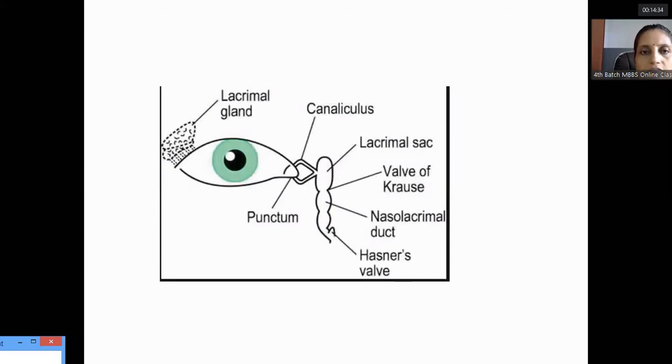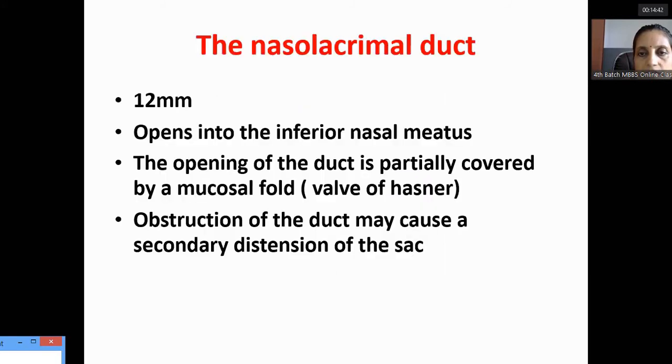So there are many different valves over here. You should remember a few important valves, like the valve of Rosenmuller, which we have discussed, and the valve of Hasner, which will come. Now the nasolacrimal duct is about 12 millimeters. It opens into the inferior nasal meatus. The opening of the duct is partially covered by a mucosal fold, which is called the valve of Hasner.